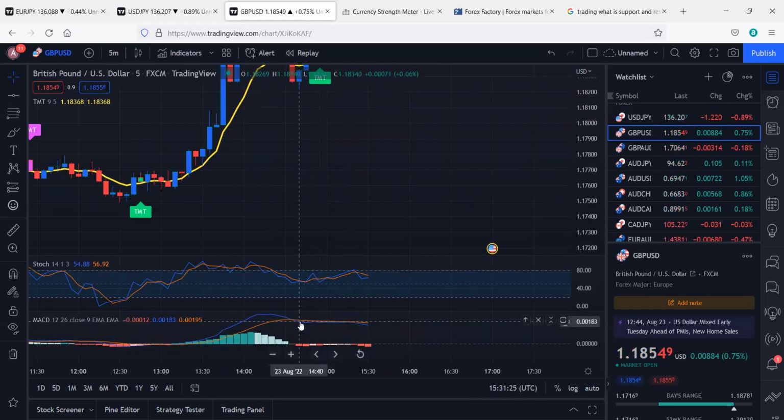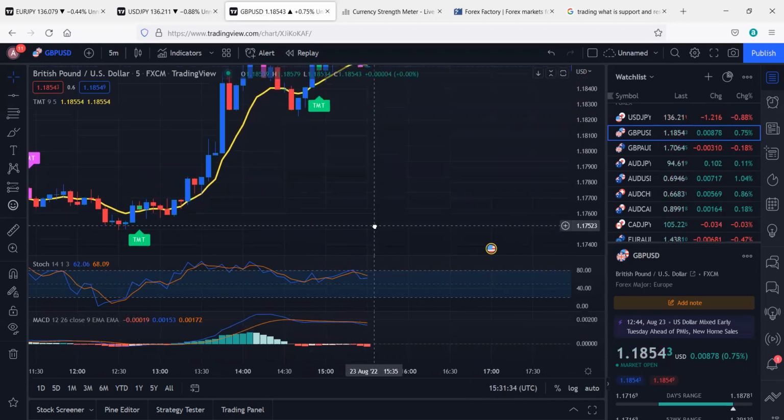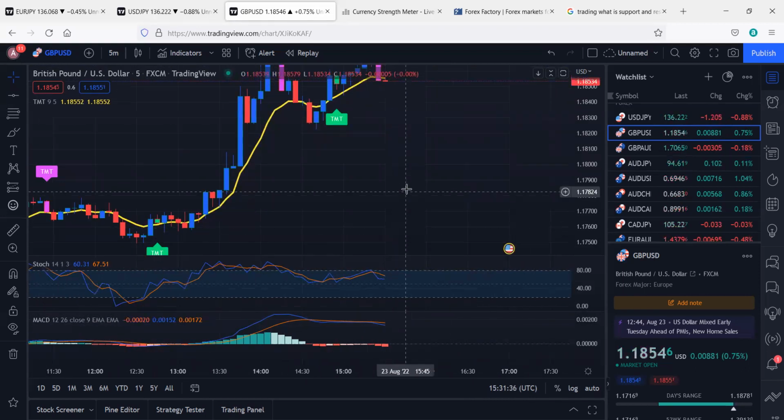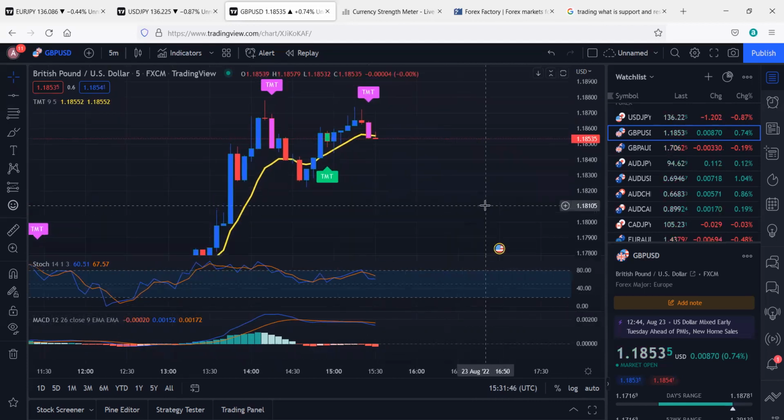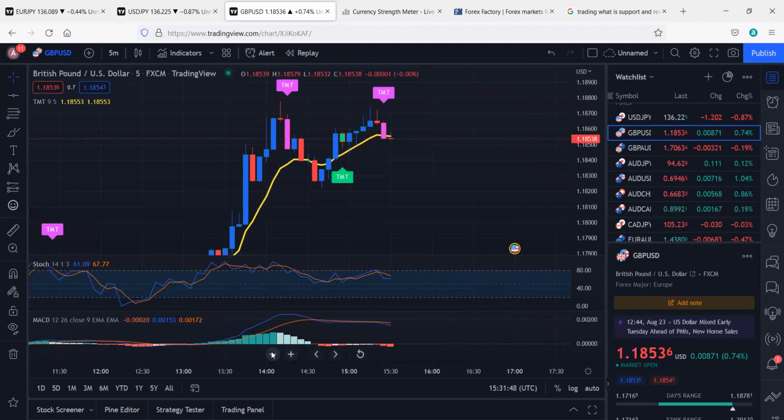And whenever, as you can see here, right now, this orange line of the MACD has crossed the blue line, that means the sellers are more than the buyers. But if it was the blue line crossing up the orange line, it would be buyers that are stronger than sellers. So my point, hopefully that made sense to you all.